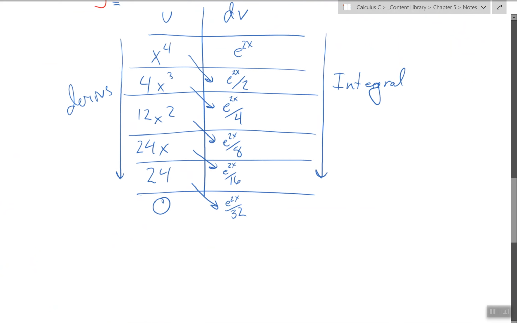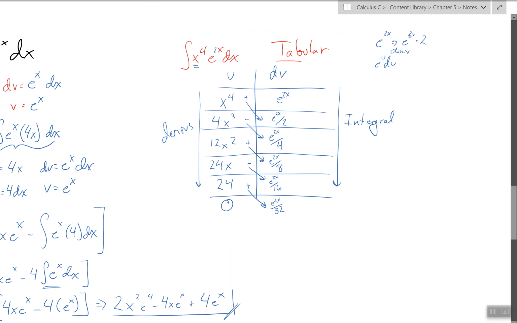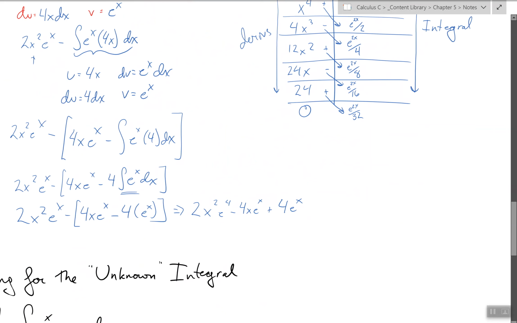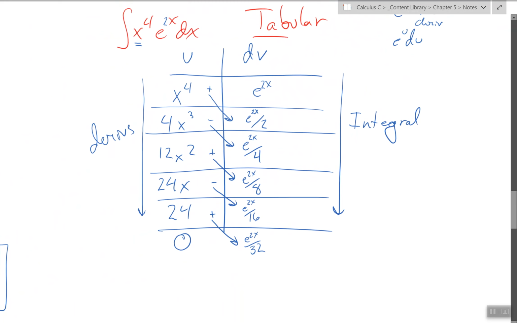Okay, so now we need to rewrite this. One last little caveat is the sign of these alternates. So the first sign is positive, the next is negative, positive, negative, positive. And if we look at the problem we just did, we will notice that, first of all, I forgot my plus C. Second, the sign of the first term is positive, second term is negative, third term is positive. So the signs alternate when you're doing this repeated integration by parts or when you're doing tabular.